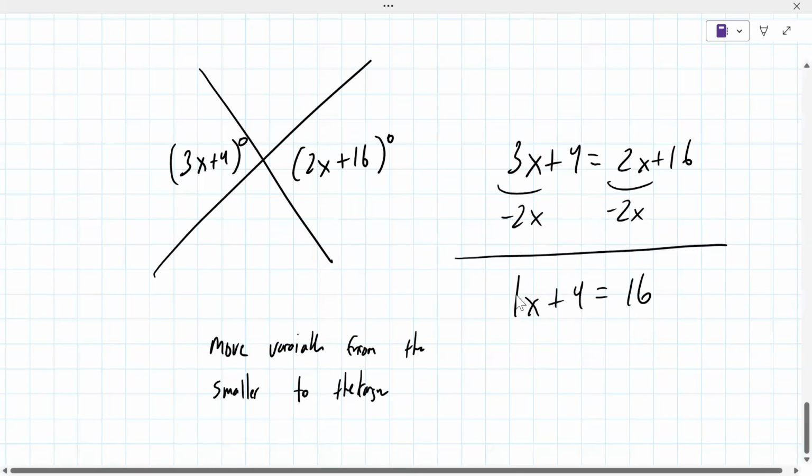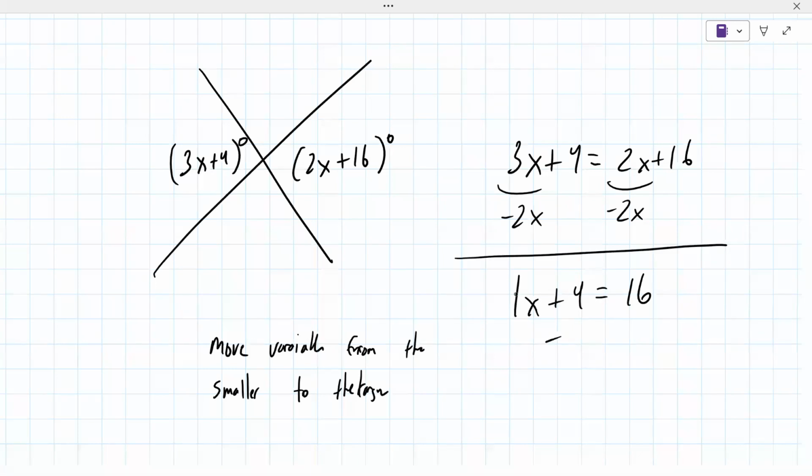So how do you undo addition by 4? You subtract it. Subtract 4 from both sides. What does x equal?